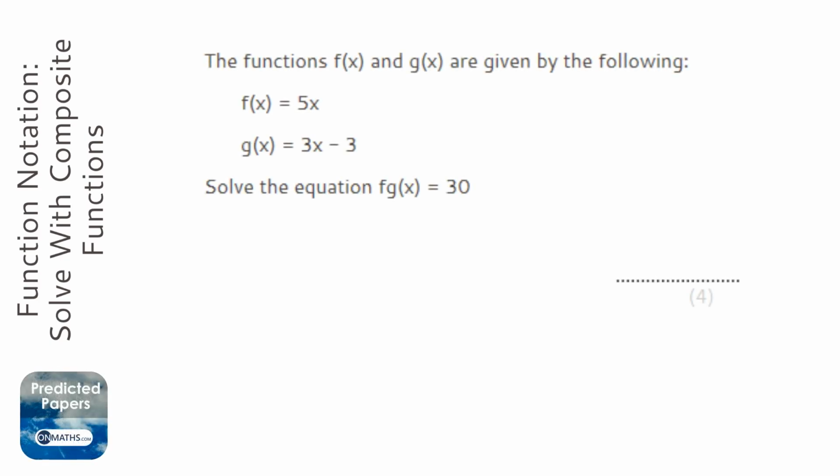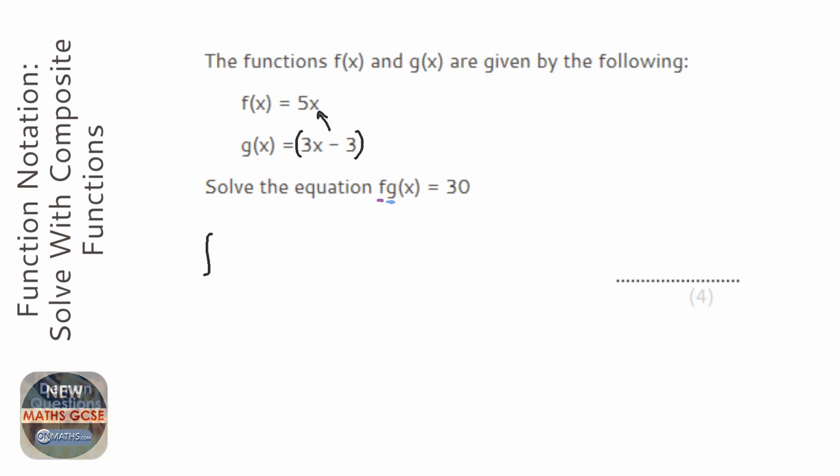So this question involves composite functions, fg, and the way this works is that the letter closest to the bracket always goes first. It's like a line, people or functions lining up, and then f will go after g's gone. So g is this bit here, okay, so 3x minus 3, and then we're going to feed that into function f, which is just times it by 5.